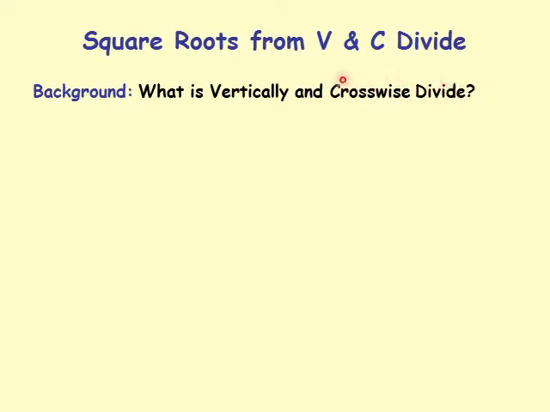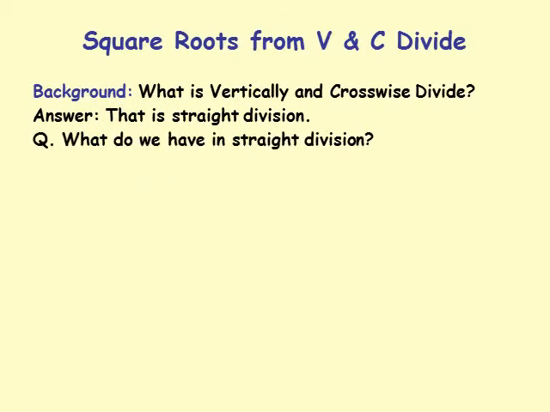Do you remember doing that before in a previous video? Answer: that is straight division. Straight division is where we split the divisor into two parts. One is the divide by part, the other is the adjust for part, and the adjust for part goes on the flag. They make the flag digits. So what do we do in straight division?